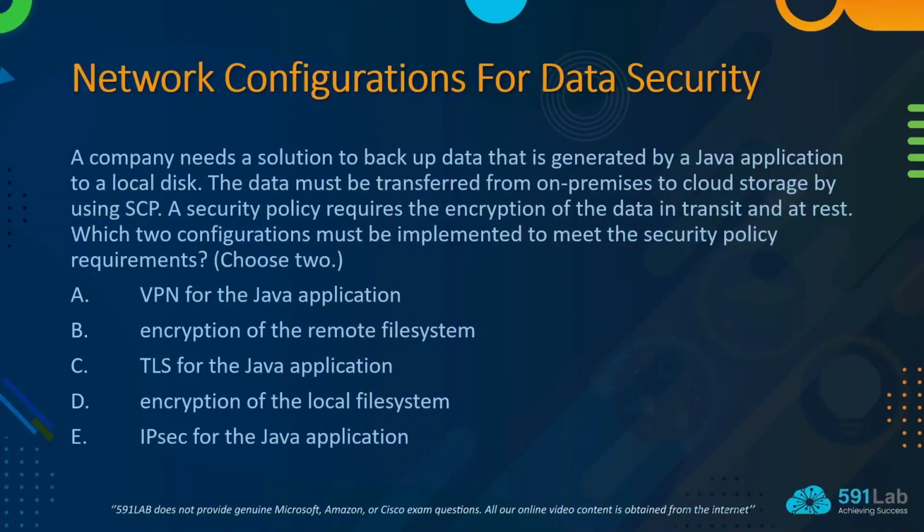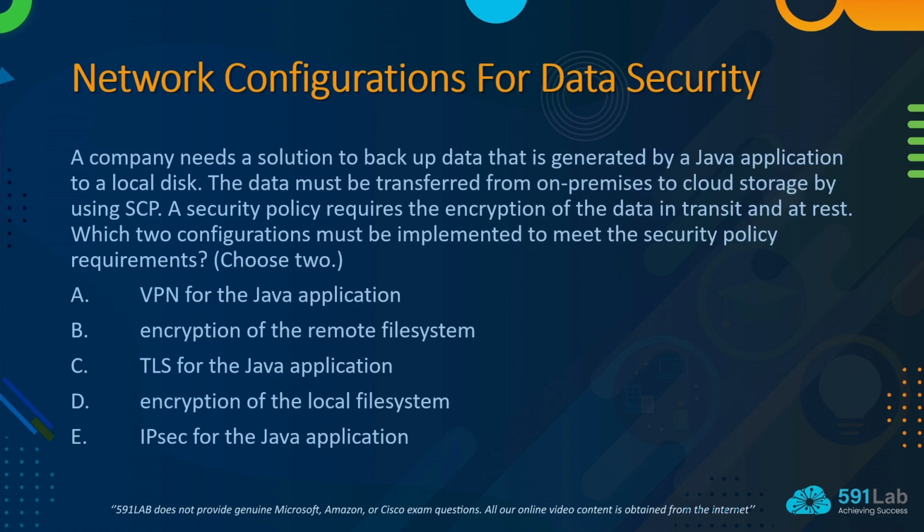Okay, let's look at the first topic, network configuration for data security. A company needs a solution to back up data that is generated by the Java application to the local disk. The data must be transferred from on-premise to cloud storage by using SCP. A security policy requires the encryption of the data in transit and at rest. Which two configurations must be implemented to meet the security policy requirements?